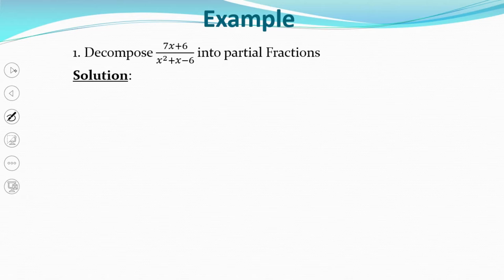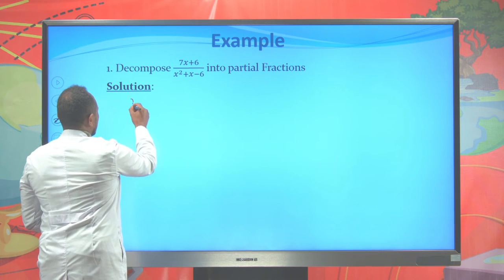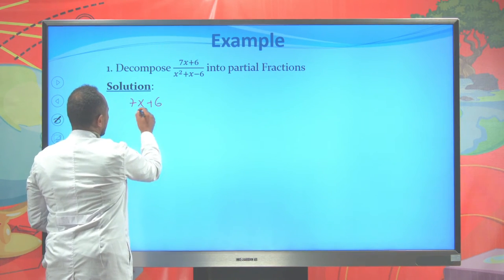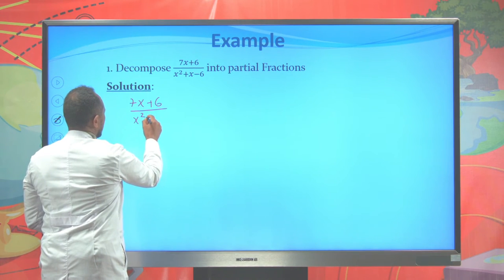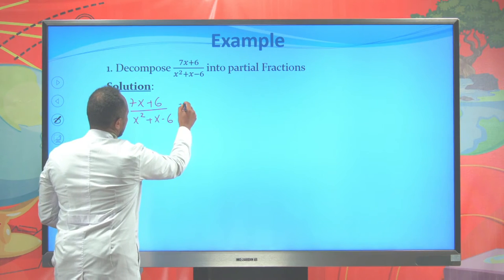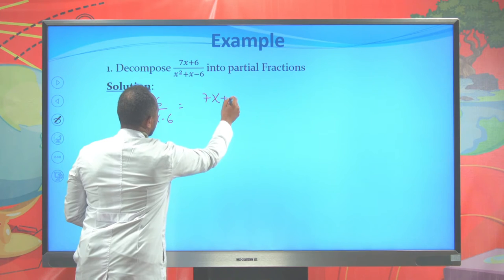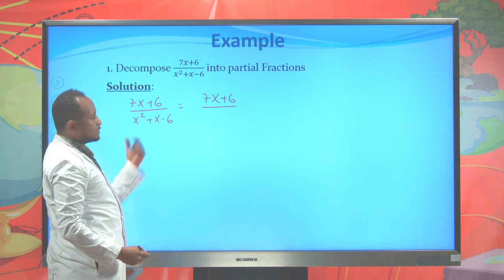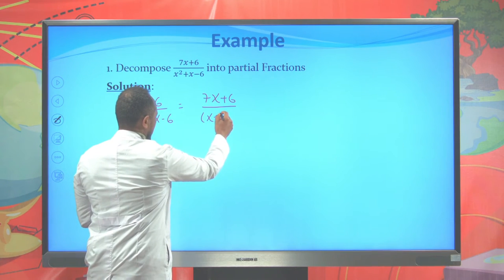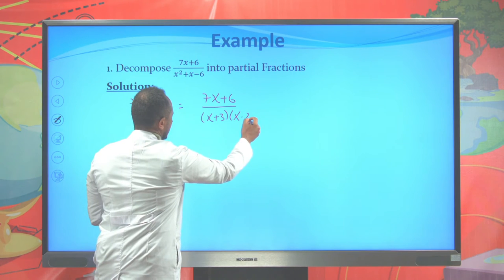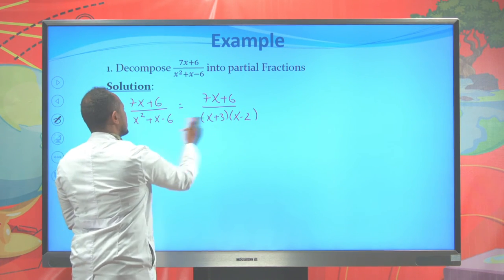Here, we are asked to decompose 7x plus 6 over x squared plus x minus 6 into partial fractions. So, before you decompose the given rational expression, first you have to factorize the denominator completely. So 7x plus 6 over x squared plus x minus 6 equals 7x plus 6 divided by, when you factorize this, x plus 3 times x minus 2. The product gives you minus 6, the sum gives you positive 1.